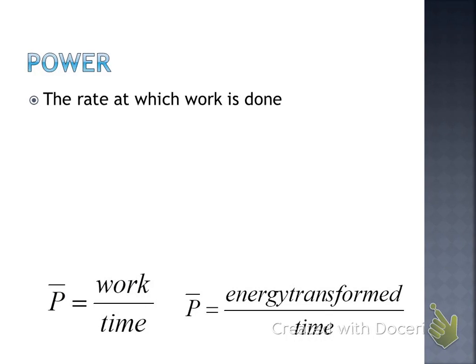Okay, so when we say it's a rate, that always means it has to be divided by time. So the rate at which work is done, how quickly we are transforming energy, how quickly we are applying a force which covers a displacement, that's what work is, right? Work can be change in energy or force times displacement. So the unit for power is watt.